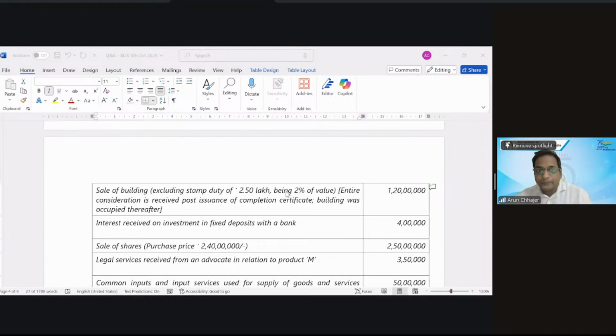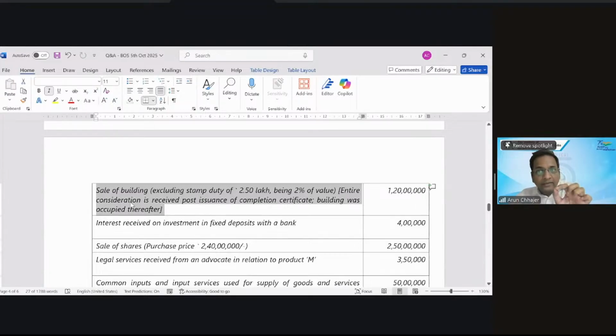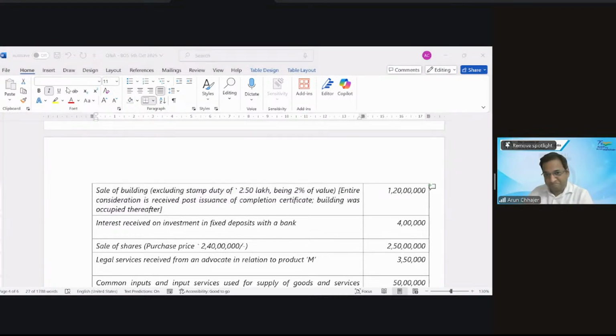Now tell me what changes you will make, then it will create the liability to pay the GST. Try to make the changes in the language and tell me what should I change by which this line will create the liability. Yes, very nice, Saminathan. Very nice, Sanjay.